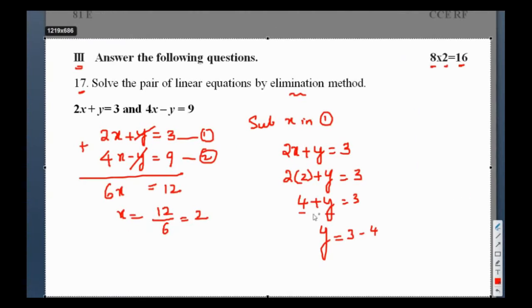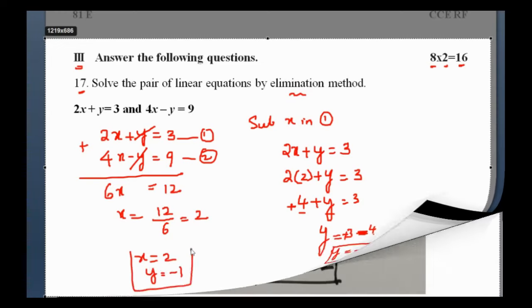The relation between 4 and y is addition. So when plus 4 goes to the other side it will become minus 4. So y value will become minus 1 because it is subtraction, 4 minus 3 is 1. The bigger number's symbol we have to keep all the time. So the bigger number's symbol is minus, so y will be minus 1. So we solved the pair of linear equations using the elimination method. So x is equal to 2 and y is equal to minus 1.